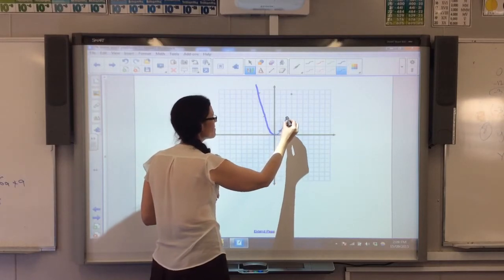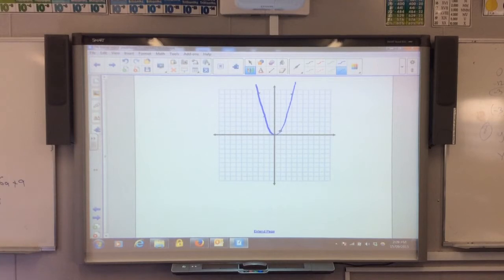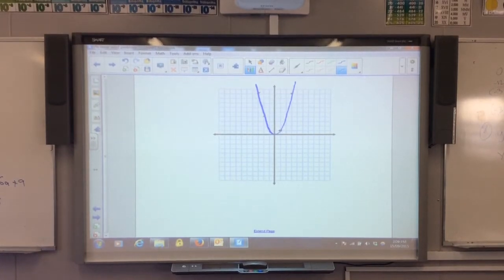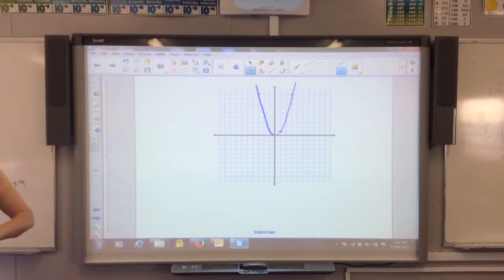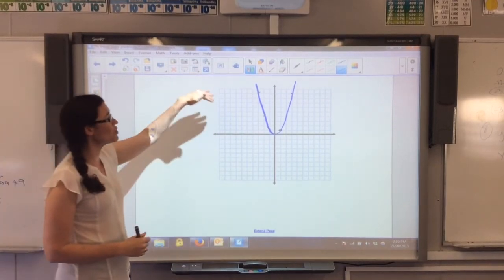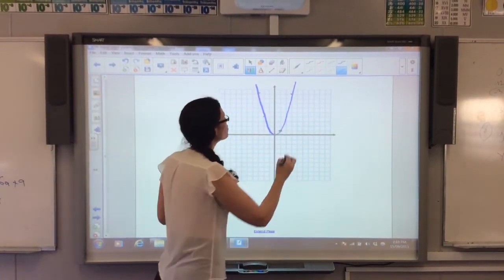And there is my quadratic equation. No rulers for joining these up. It needs to be a smooth curve, so you do not use a ruler. Now this particular curve has a special name. This shape that is formed whenever the equation has an x squared is actually called a parabola.